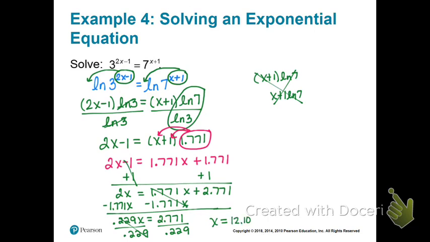All right, so we ended up with x equals 12.10. And it came out to only 2 decimal places, right? Oh, 12.104. So just so we signify we did round to 3, but it would be fine otherwise. All right, so there's our solution.